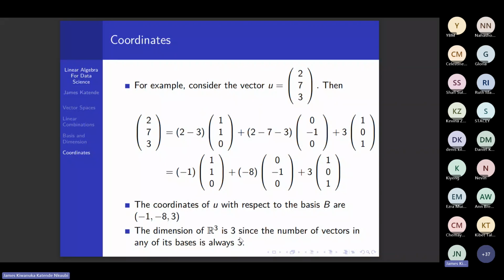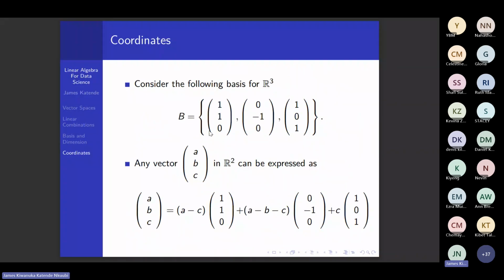So we also saw earlier that for R3 in particular, we have found a basis that has 3 elements. And we also mentioned earlier that a basis for a vector space will always have the same number. Any basis will have the same number of elements. So if you just find one that works and it has 3 elements, then any other that works will also have 3 elements.